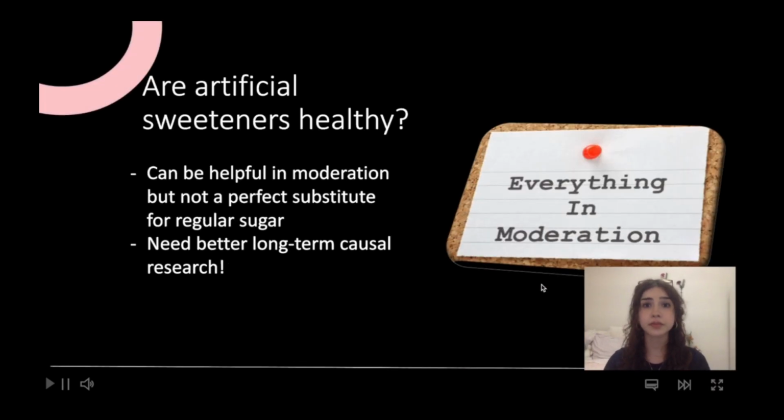Overall, artificial sweeteners can be useful when consumed in moderation. However, they're not a perfect substitute for regular sugar at all. And because most of these studies rely on short-term food recall, we need better long-term studies to be able to fully understand their health impacts.